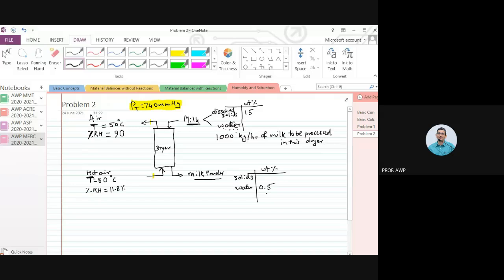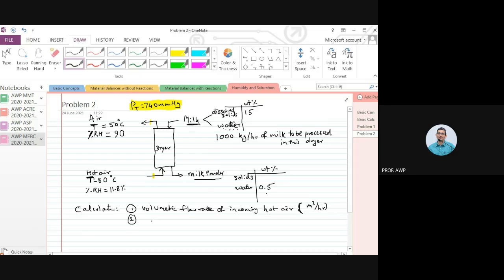Right? That means this incoming milk, we want it to be having a flow rate of 1000 kgs per hour. What I would like you to calculate, okay, is the volumetric flow rate of incoming air. I want you to calculate this in meter cube per hour.